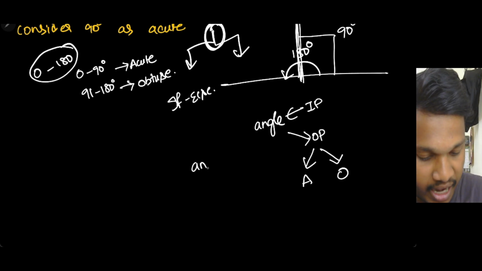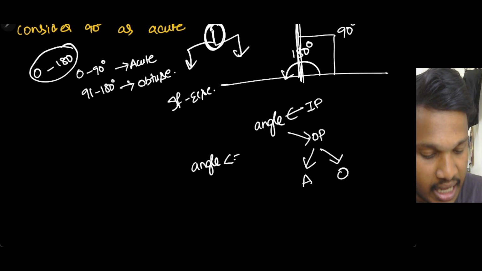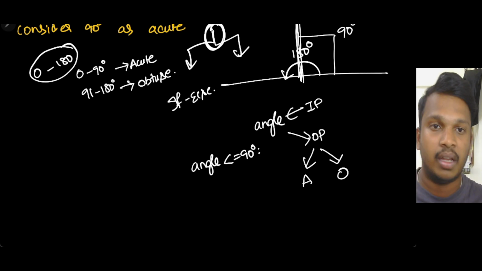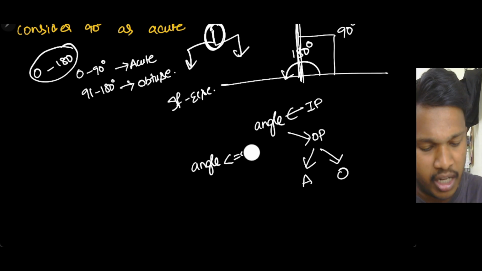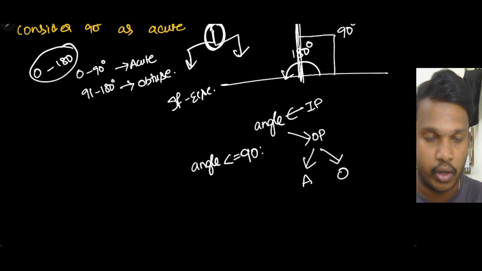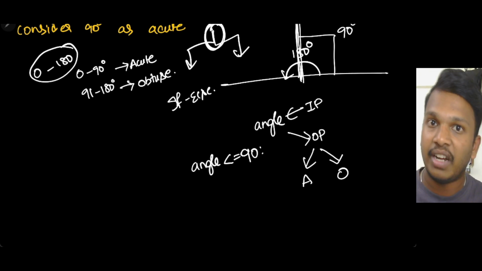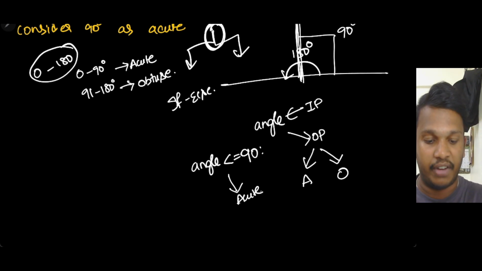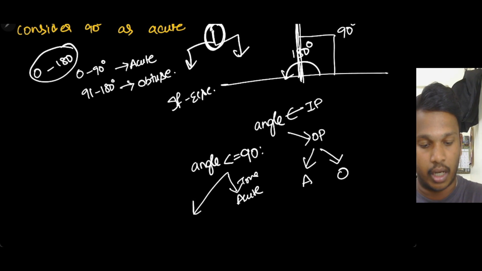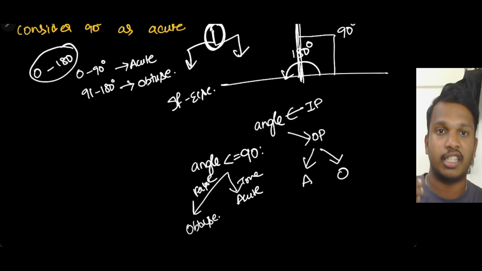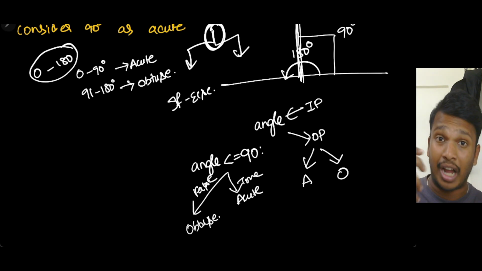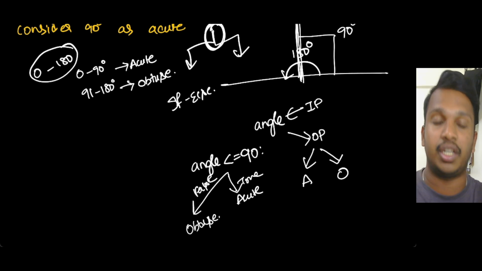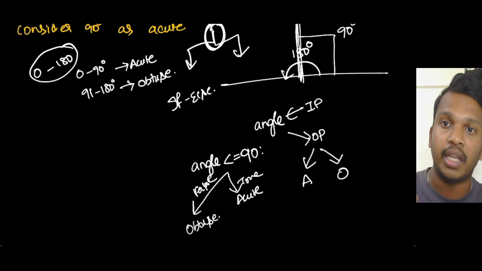If angle is less than or equal to 90 degrees. 90 degrees means no need to write the small degree symbol in computer, it's not possible, just 90 only. If it is less than or equal to 90, then it will be considered as acute. If it is true, it is acute. If it is false, then it is known as obtuse. This is the small condition. You should understand how I am writing the condition, what is the way I am thinking.